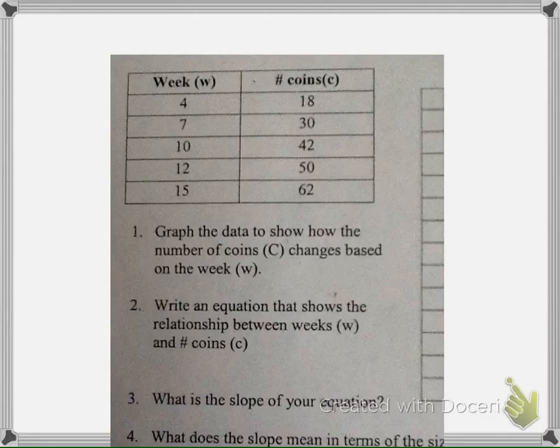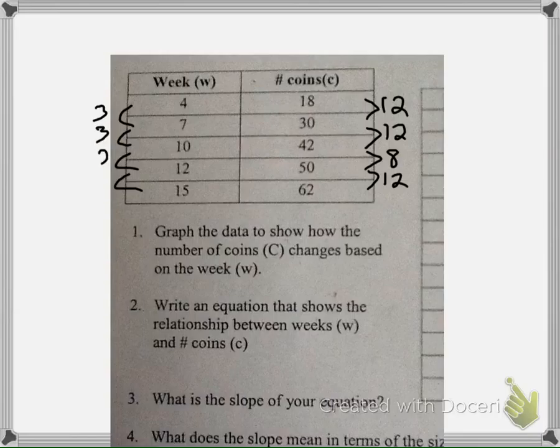So as always, you put in your carets. Now from 18 to 30, it's going up 12. 30 to 42, up 12. 42 to 50 is up 8. And 50 to 62 is up 12. Okay, on the x side, 4 to 7 is 3. 7 to 10 is 3. 10 to 12 is 2. 12 to 15 is 3.